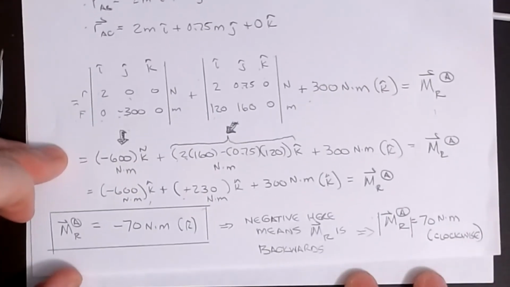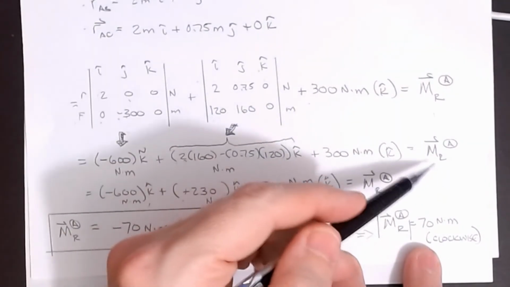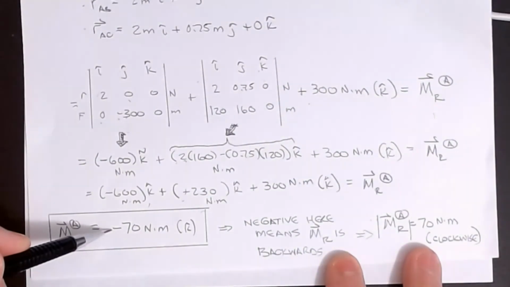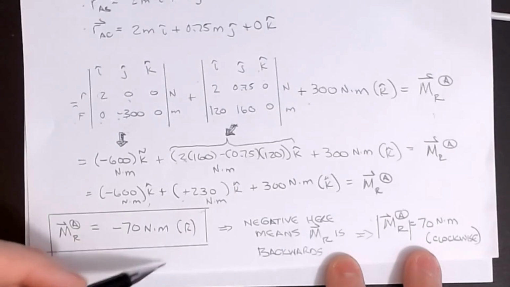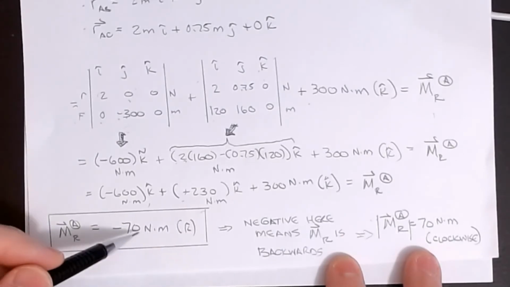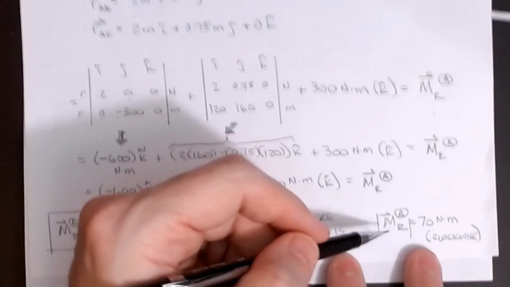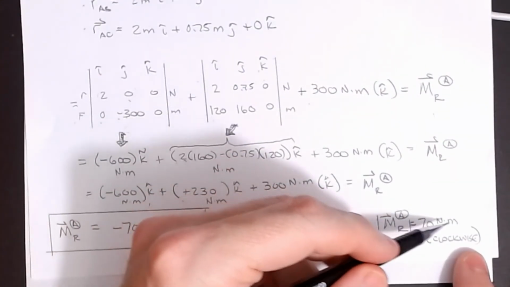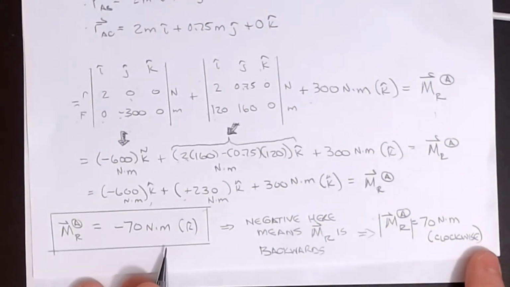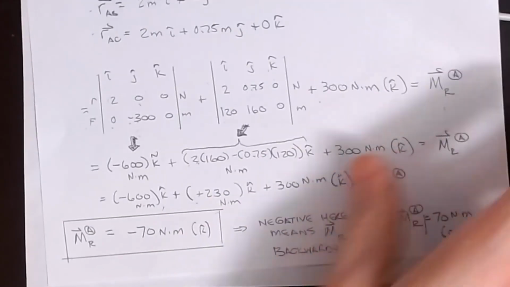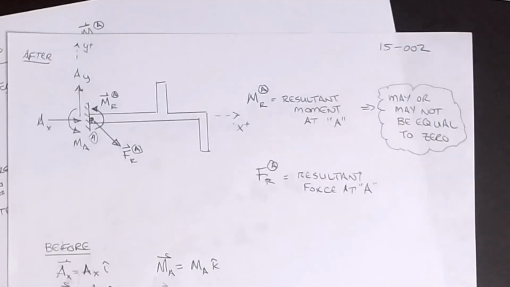And what that means in this, when I wrote this, because I assumed this was positive, the negative sign tells me that what I drew on the picture is backwards. So instead of being 70 Newton meters counterclockwise, it's actually a negative 70 Newton meters counterclockwise, or the magnitude is 70 Newton meters and it's going in a clockwise direction, okay? And that would be the resultant moment. So those two pieces together will give you the picture that we had here, okay?